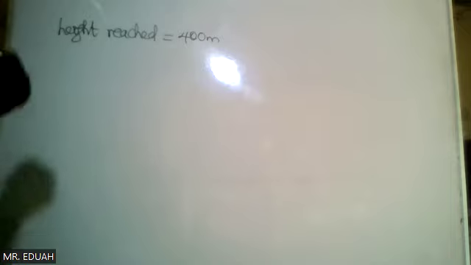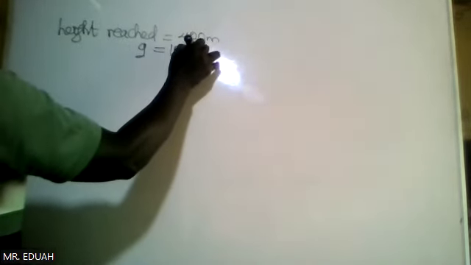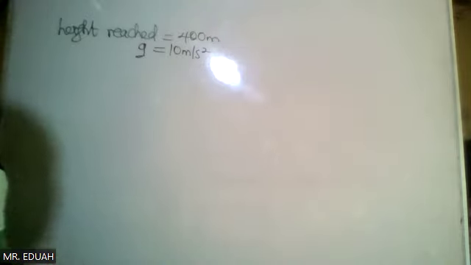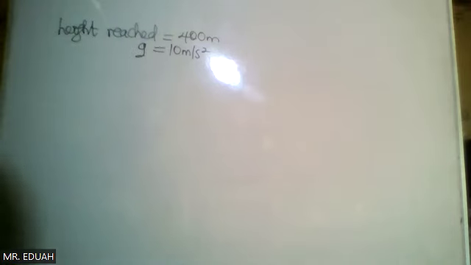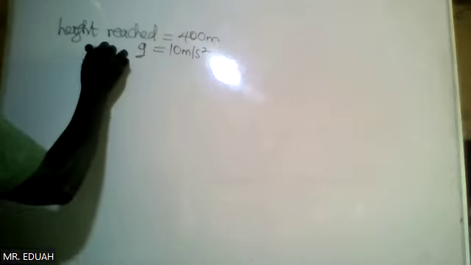A rocket is fired vertically upwards and reaches the height of 100 meters. What is the velocity of projection of the rocket and how long does it take to reach the maximum height? Take gravity to be 10. The first question is a vertically downward question, and the rocket's second question is a vertically upward question.